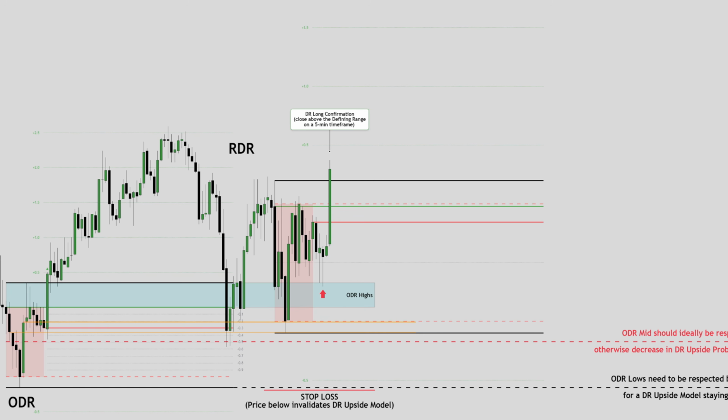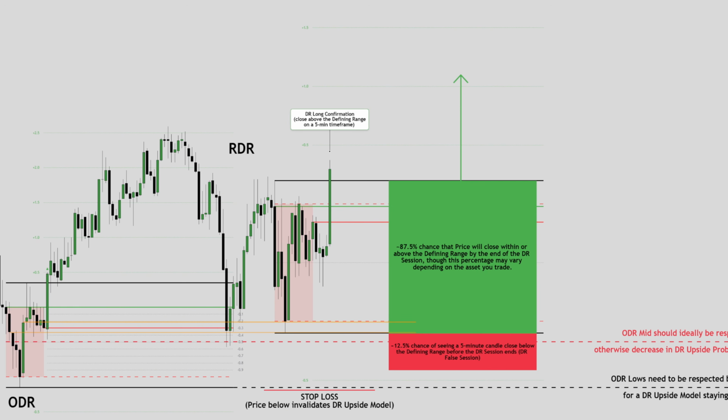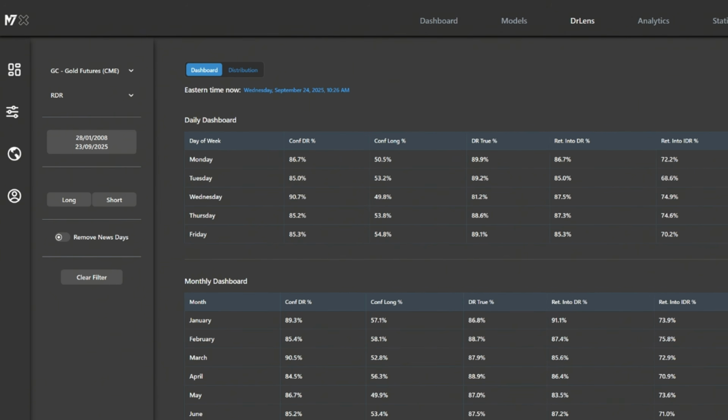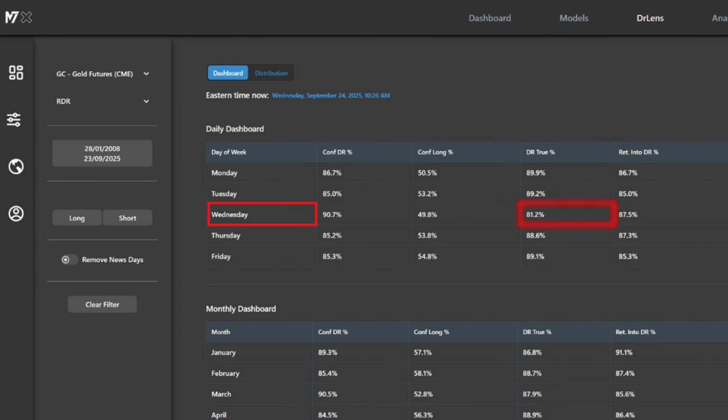What does a break above the defining range high on a 5-minute time frame tell you? Higher probability for longs throughout the session. That's right. Here's where the stats get exciting. Across the last 18 years, gold's regular DR session only turned false 12.5% of the time. That means almost 90% probability of staying inside the range or continuing higher. A quick look at all days of the week reveals that Wednesdays hold the lowest percentage with 81.2%.